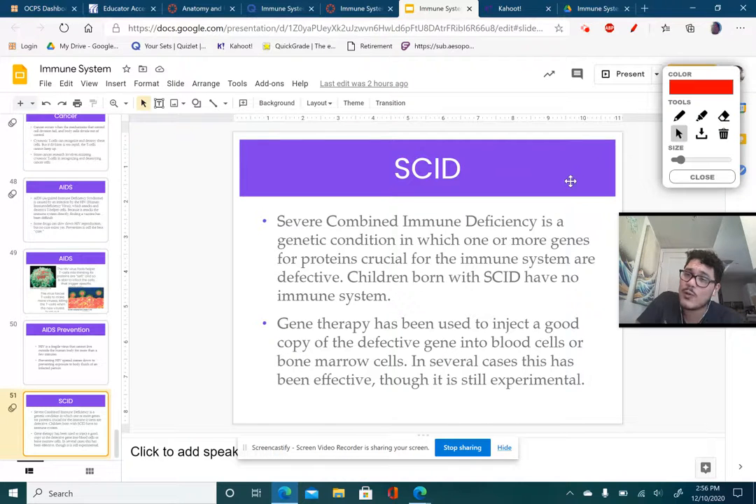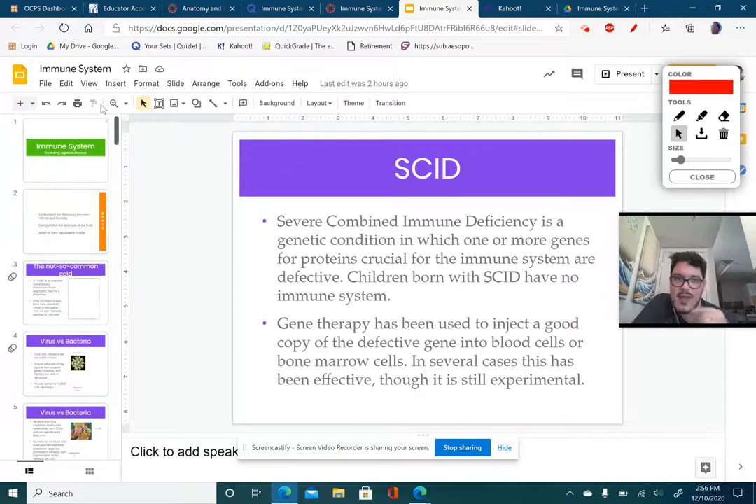Okay, so that's where we're going to conclude. That is the immune system. Not bad overall. Like I said, pretty short unit, right?